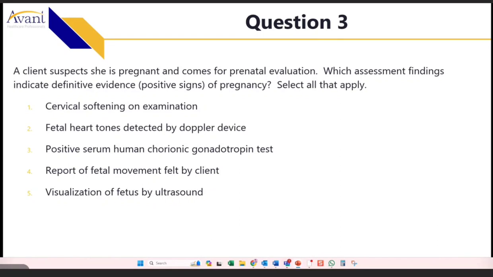Would that be one? And this is select all that apply. Cervical softening on examination. Number 2, fetal heart tones detected by a Doppler device. Number 3, positive serum human chorionic gonadotropin test. Number 4, report of fetal movement felt by the client. And number 5, visualization of the fetus by ultrasound.